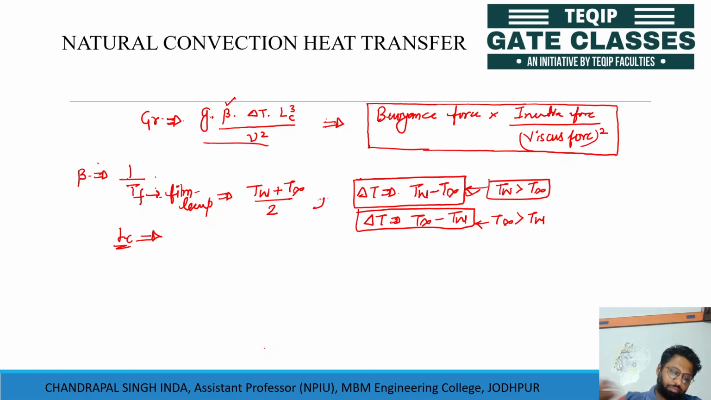First we have a vertical plate. So this is a vertical plate having a length L. In that case, the maximum length traveled by the fluid is the length of the plate. So the characteristic length will be the length of the plate.